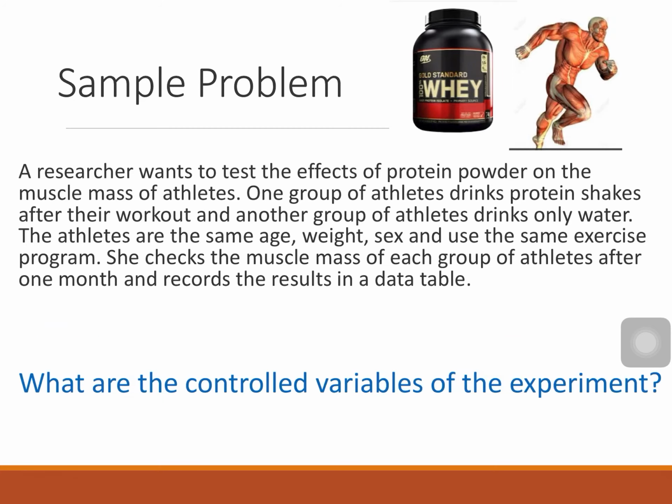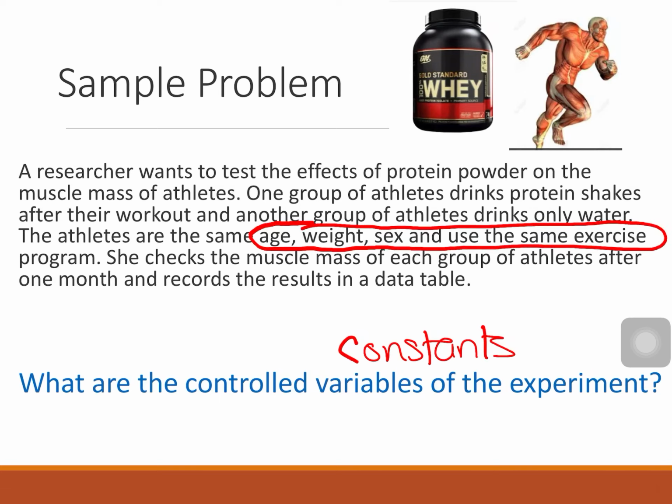And then what are the controlled variables of this experiment? So I'll give you a few seconds to answer that. If I didn't give you enough time, just click pause. Remember, the controlled variables, or the constants, are what we keep the same between the groups. And so in this case, we're keeping their age, weight, sex, and use of the same exercise program the same. So those are going to be our constants, or our controlled variables.